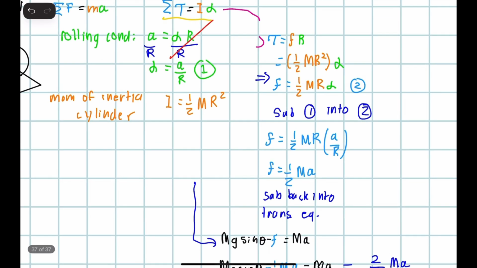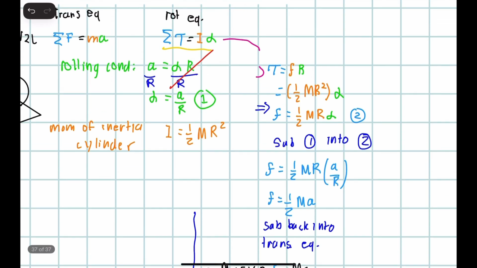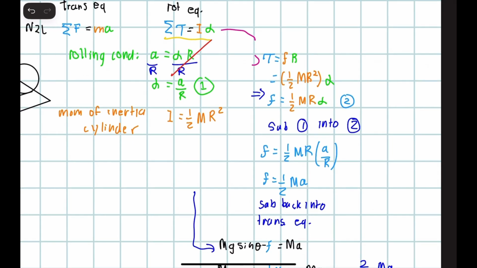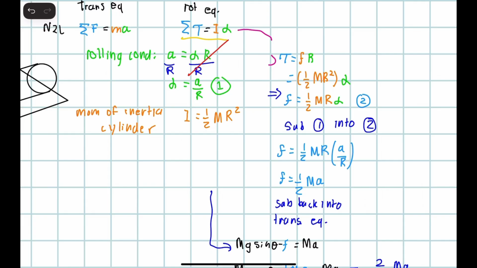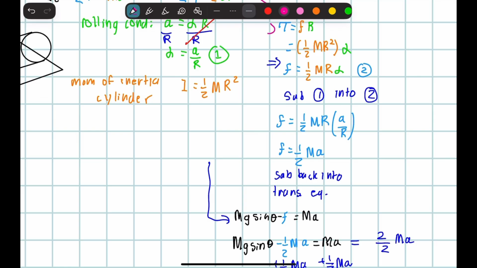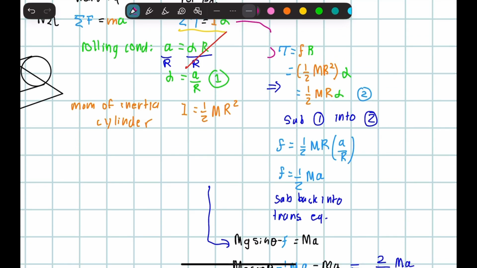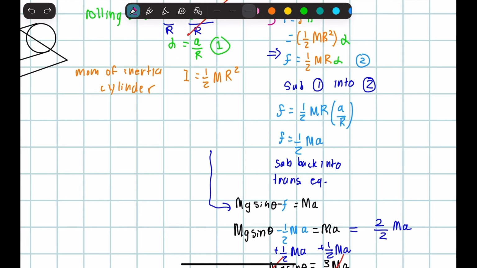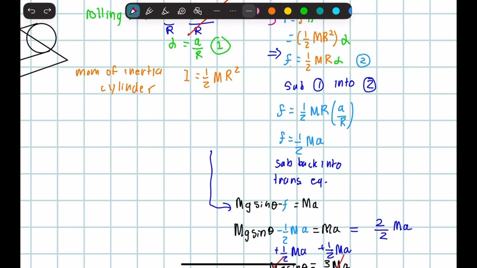So for tau, we substitute 1/2 mr squared for the inertia, and then we substitute a over r for alpha, and we have F is going to equal 1/2 mr squared times that. The colors are wrong, but the message is right. That's our second equation, and this was our first equation.